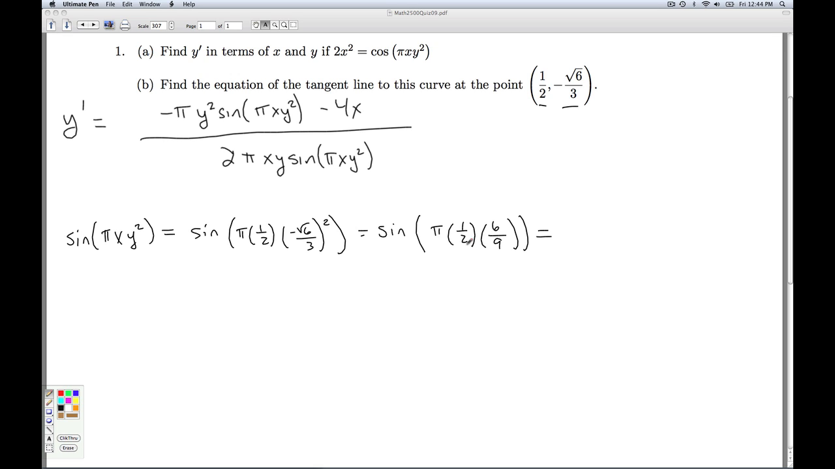And if I look at this, right, what do I get? That goes in there 3 times. That's 3. So I get the sine of pi over 3. And we know from trigonometry that's square root 3 over 2.